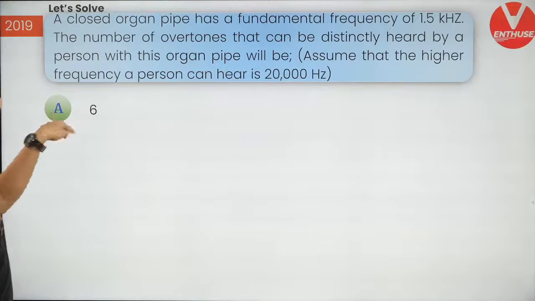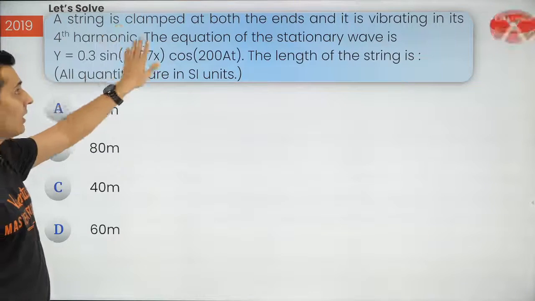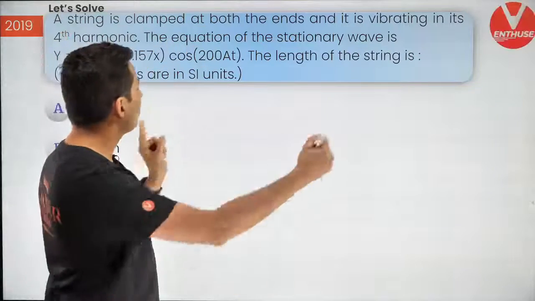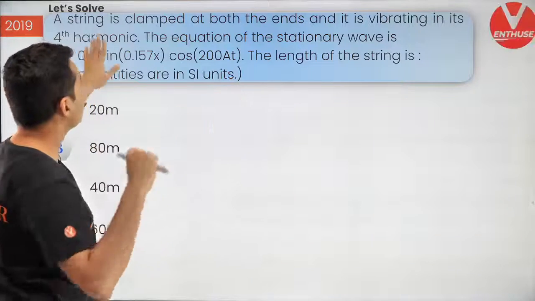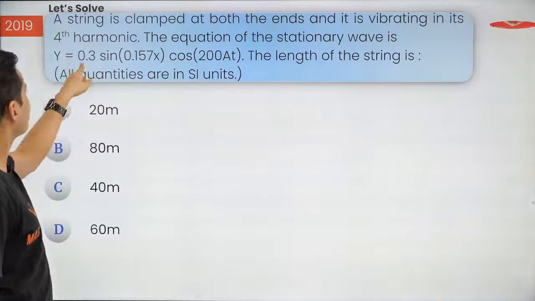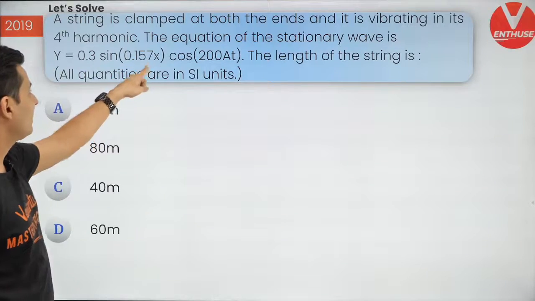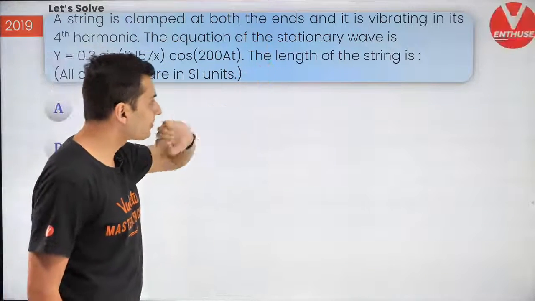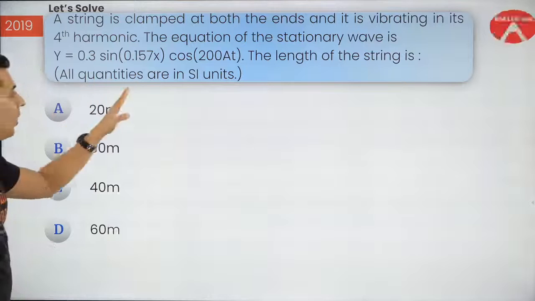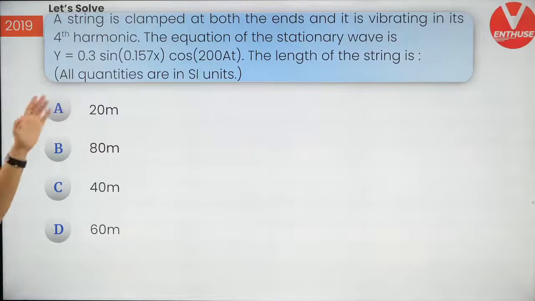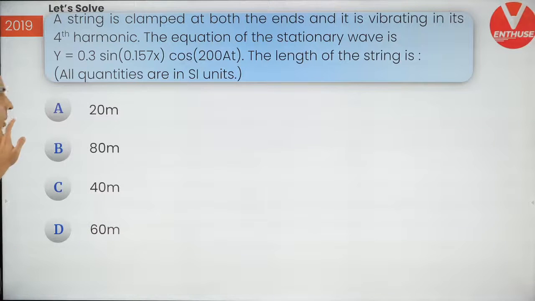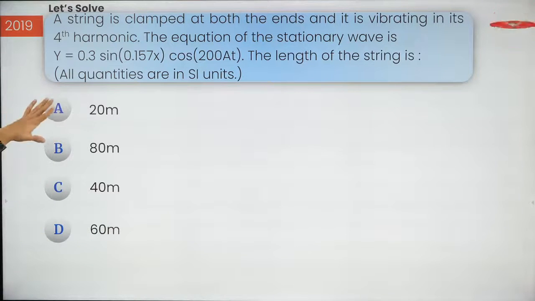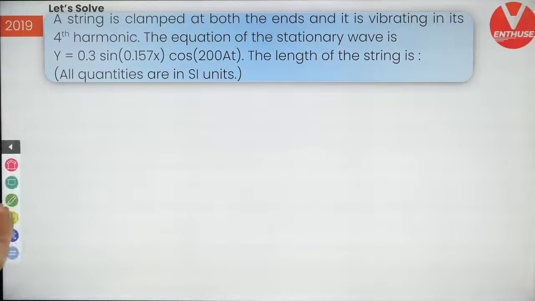So that was the answer, option A, 6. Next question, 2019 question. There is a string which is clamped at both the ends and it is vibrating in its 4th harmonic. The equation of the wave is 0.3 sin(0.157x) cos(200 something t). The length of the string, if all of them are in SI units, is 20 meters, 80 meters, 40 meters, or 60 meters. Let's see how to do this question. I'll erase all the options. We need to get the correct answer. What is the length of the string? Let's see how to do this.